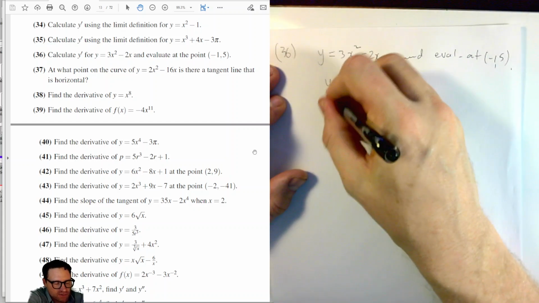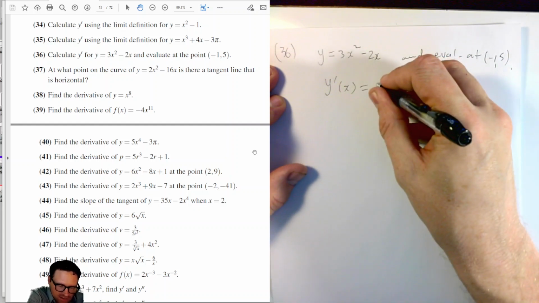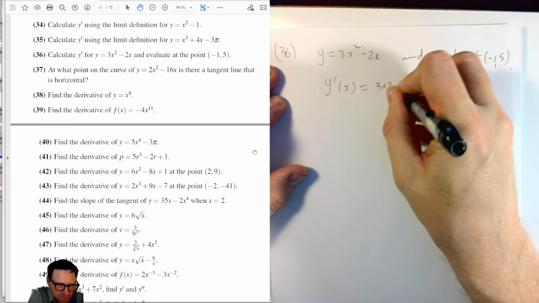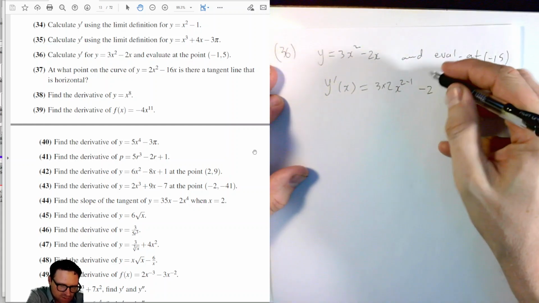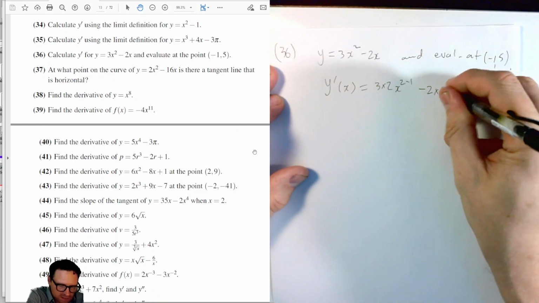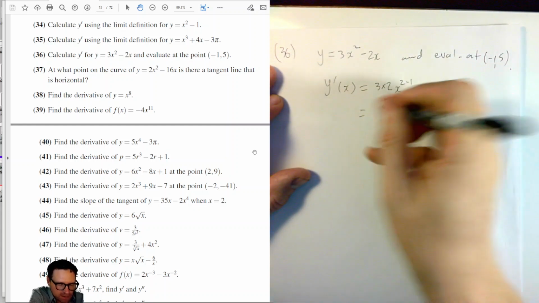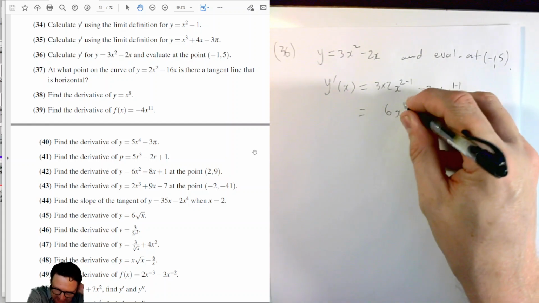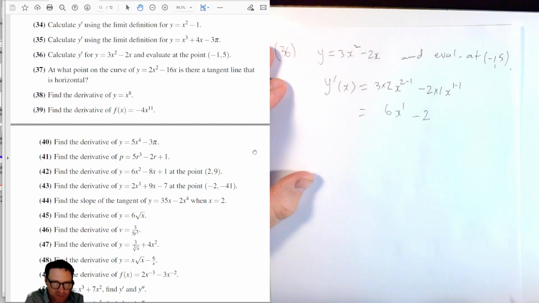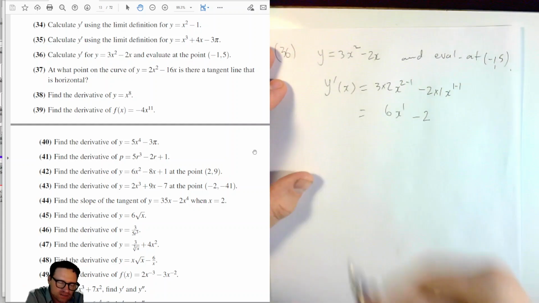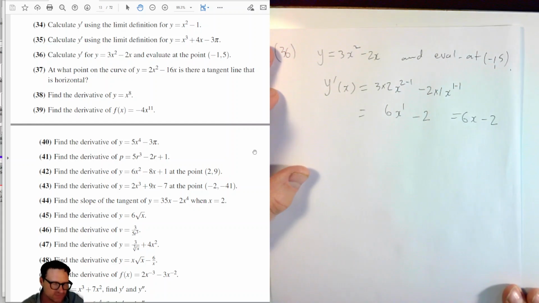Okay, so our first derivative, y dash as a function of x, is 3 times 2, x to the power of 2 minus 1, minus 2, bringing down the exponent 1, times 1, x to the power of 1 minus 1. So we've got 6x to the 1 minus 2 times x to the 0, but x to the 0 is 1. So we've just got 6x minus 2 as our first derivative.